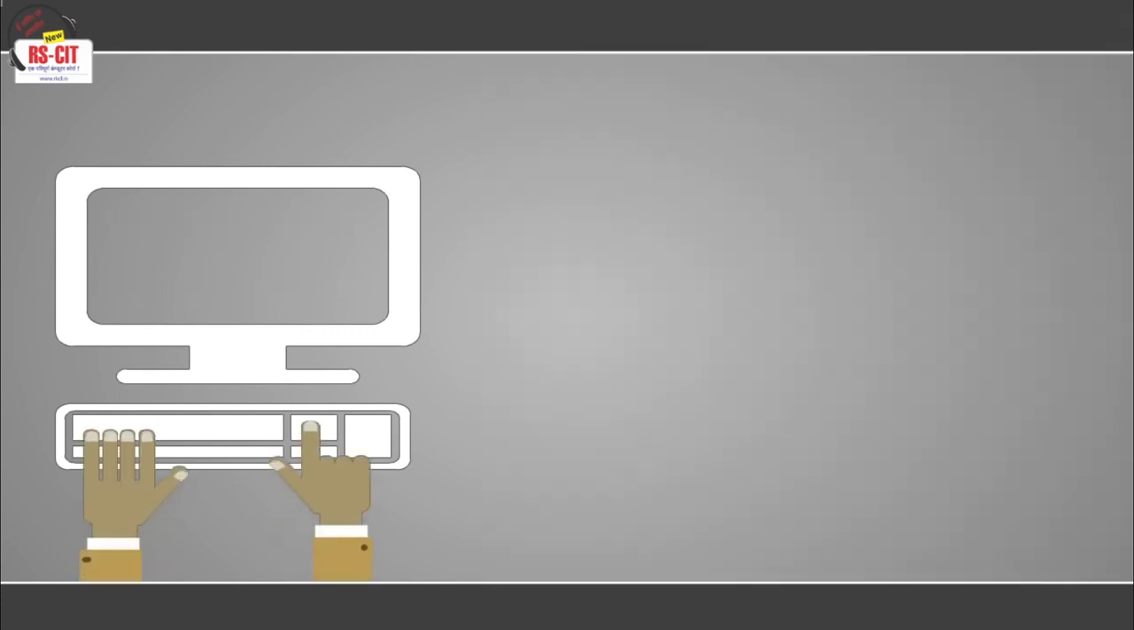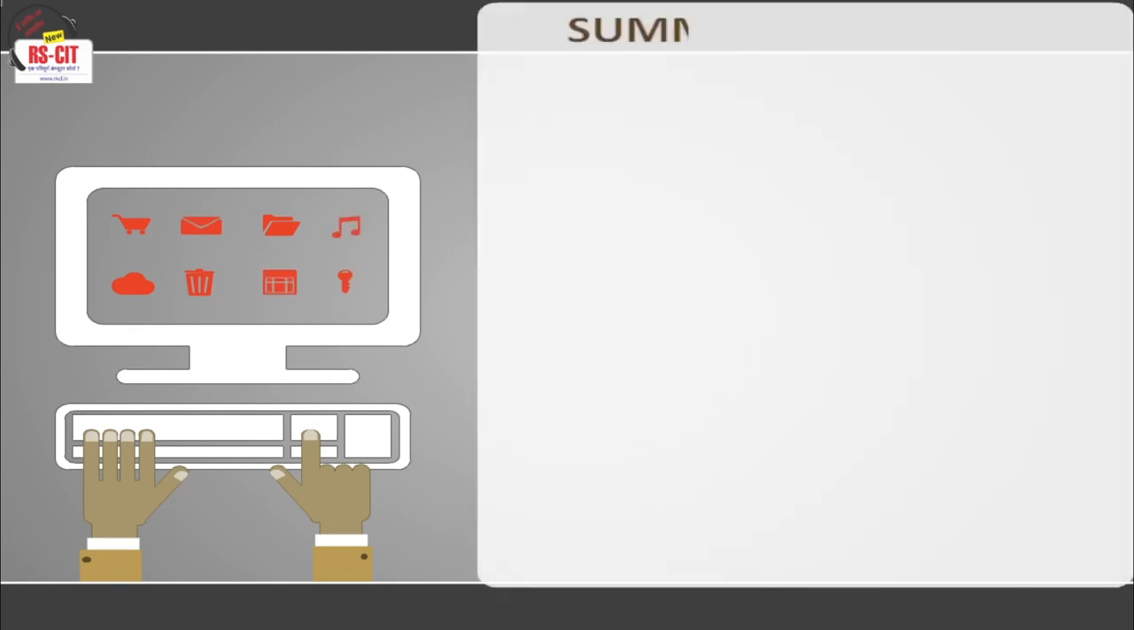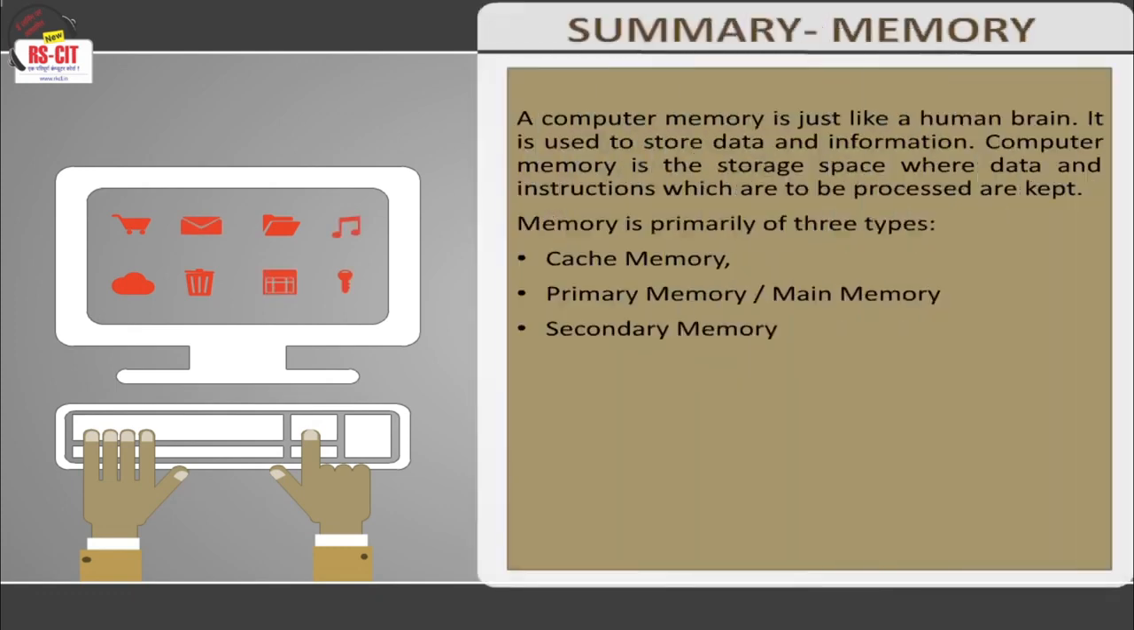Memory. A computer memory is just like a human brain. It is used to store data and information. Computer memory is the storage space where data and instructions which are to be processed are kept. Memory is primarily of three types: cache memory, primary memory or main memory, and secondary memory.